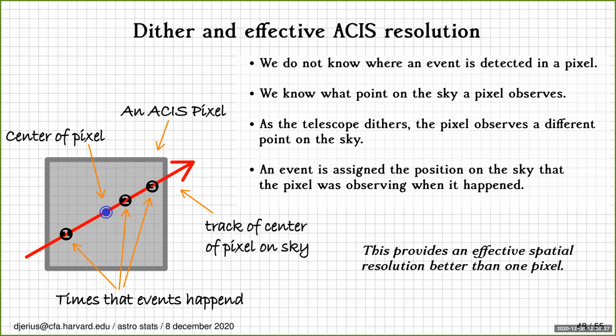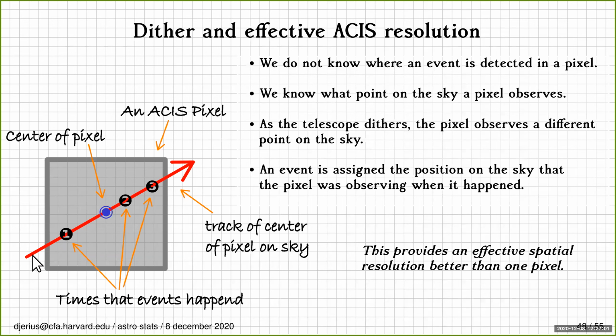And this is a little schematic of what a pixel in the ACIS sees during this motion through the sky. This red arrow indicates the track across the sky that the pixel sees over time. Whenever we record an event, we can't tell where in the pixel it landed, so we always give it the position of the center of the pixel on the sky.